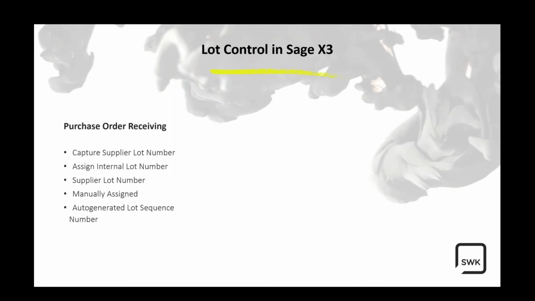You may know already, but in purchase order receiving, we can capture the supplier lot number as well as assign an internal lot number, or alternatively, we can use the supplier lot number as our lot number. This makes it even easier when I'm drilling down to a vendor supplied product that's an issue to know what that lot number is that they assigned. If we're doing it internally, we can manually assign them or we can auto-generate them, a number of different ways to do that. Under assembly orders or kit orders, same thing.